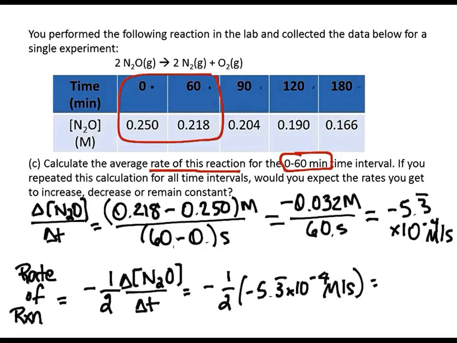And then our related rates expression is here, and you can see that for rate of reaction, we're just going to plug that number in for delta N2O over delta T. So I just plugged this number in for this expression. That's what we calculated, right? You can see that here. Plug it in, so it's inside the parentheses. The negative 1/2 is still there. And we calculate 2.7 times 10 to the minus 4 molar per second. And that's that answer. Now we need to finish this last part of the question.